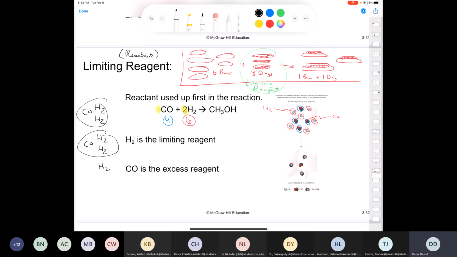If we have 2 more H2s, it's going to combine with another carbon monoxide. Look how many H2s we've used up: 1, 2, 3, 4, 5, 6. They're all gone. Okay, it's eliminated. How many carbon monoxides did we use up? 1, 2, 3. That means we're going to have 1 carbon monoxide left over. So hydrogen in this case is limiting. It's limiting the amount of methanol that's formed, and carbon monoxide is the excess reagent.